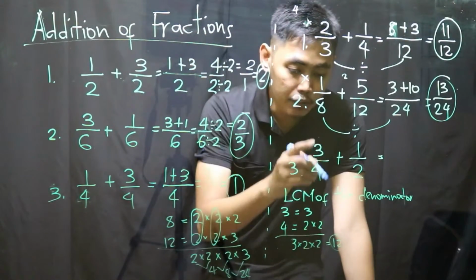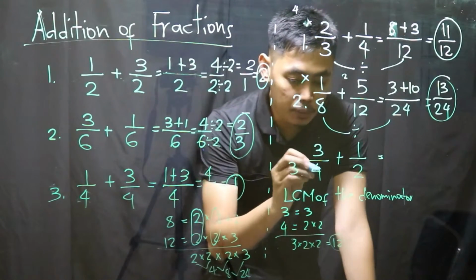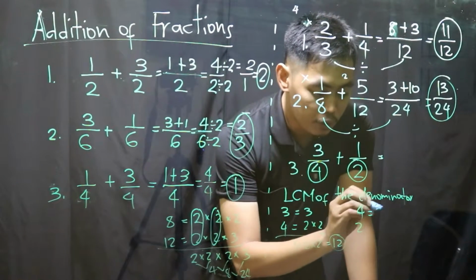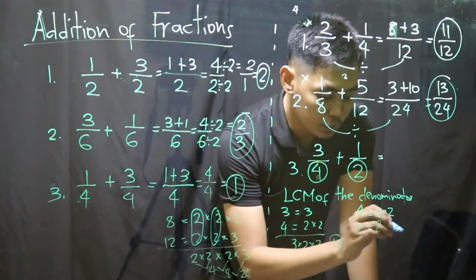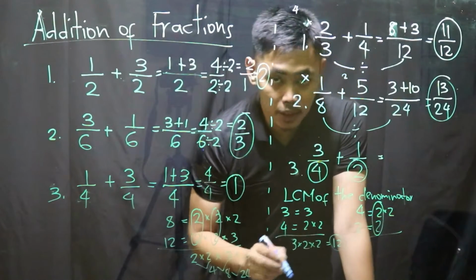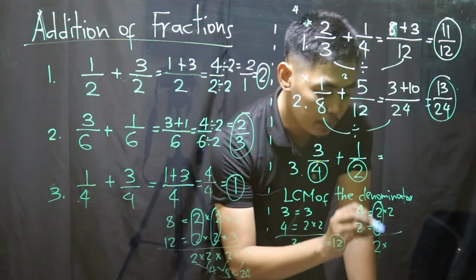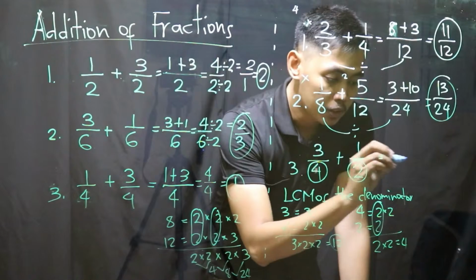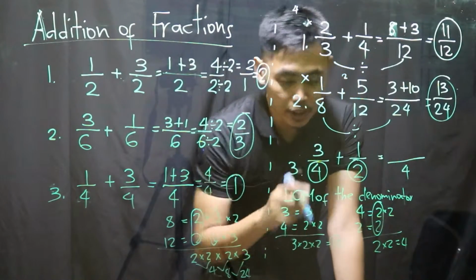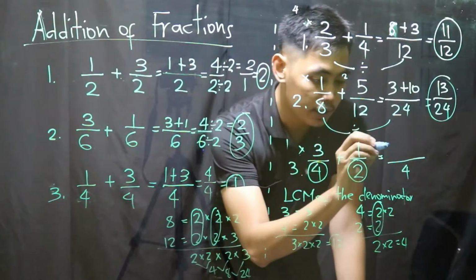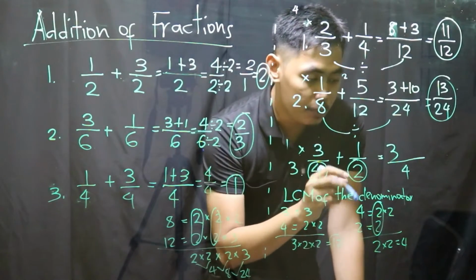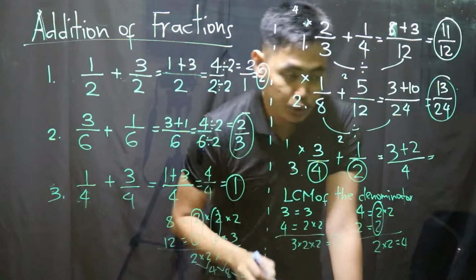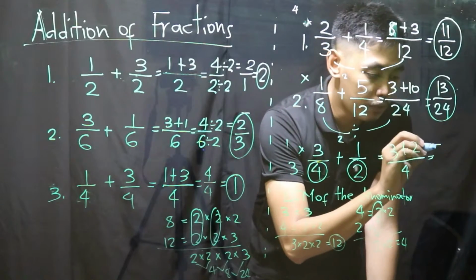How about number 3? The last number. So we have 3/4 plus 1/2. We will need to find the LCM of the denominators. So we have 4 and we have 2. 4 is 2 times 2 and 2 is just 2. So our greatest common factor GCF is 2. Then multiply that with the rest. So our LCM here is 4. Then 4 divided by 4 is 1, times 3 is 3. 4 divided by 2, the answer would be 2 times 1. So the answer is 2. So 3 plus 2, that would be 5.